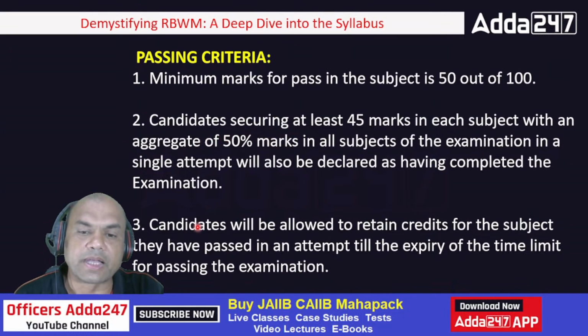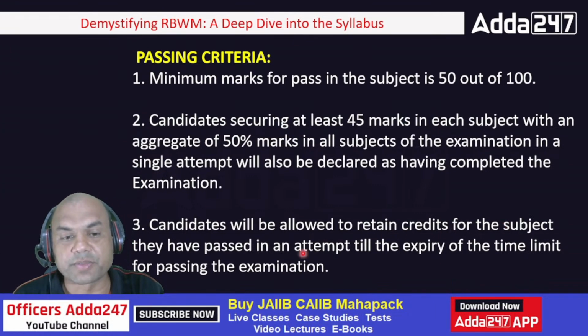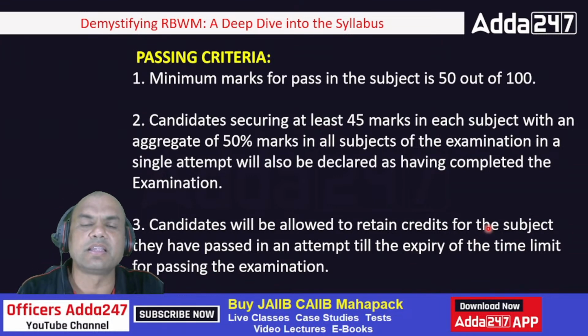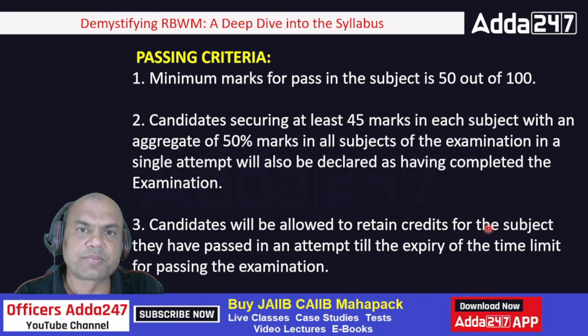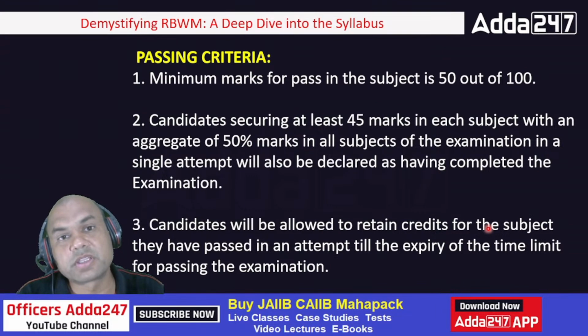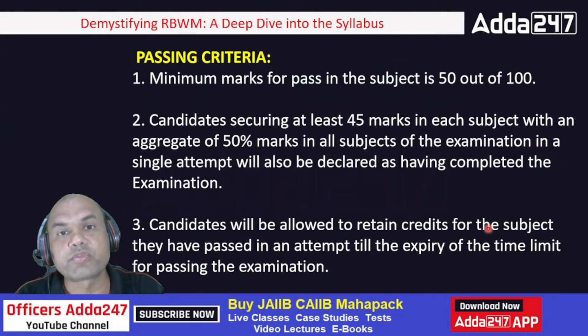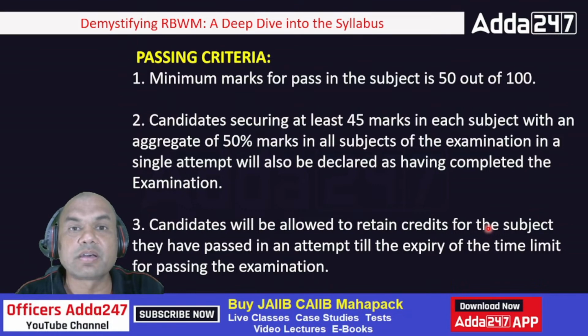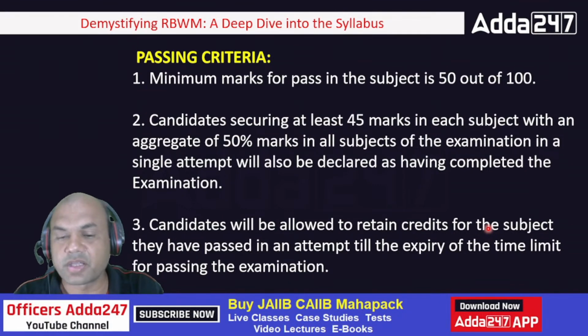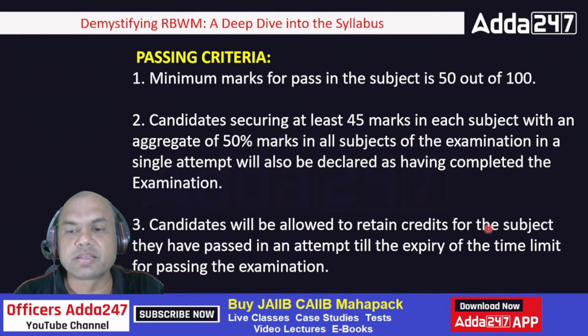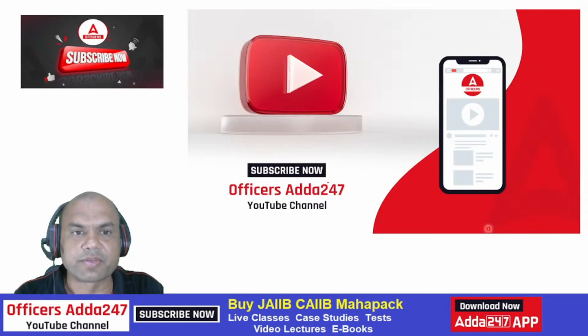Candidates will be allowed to retain the credits of the subjects they have passed in an attempt till the expiry of the time limit for passing the examination. So till the expiry time. Suppose I clear, let's say, RBWM this time, so I can carry it up to the maximum period. What is the maximum period? The maximum period is 3 years or 5 attempts, whichever is earlier. Up to that time I can carry whichever subject I have cleared.